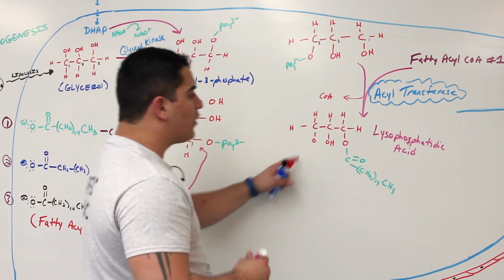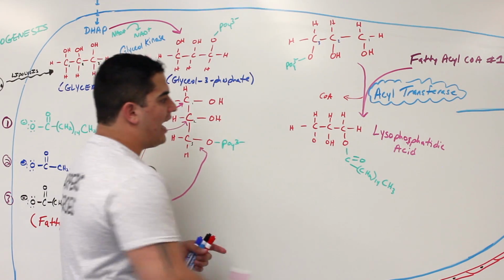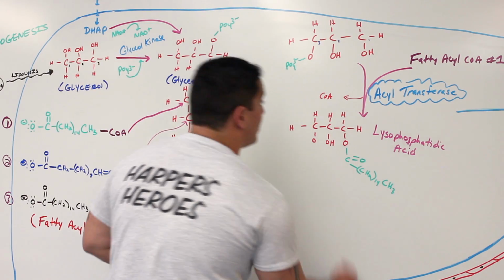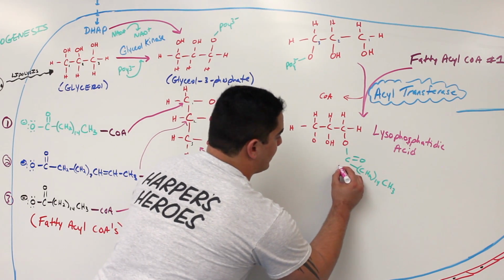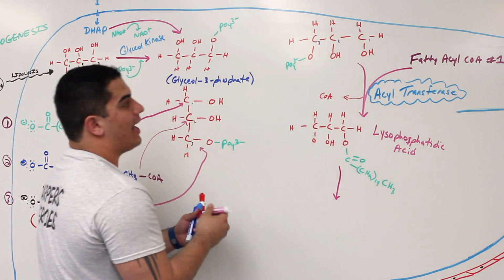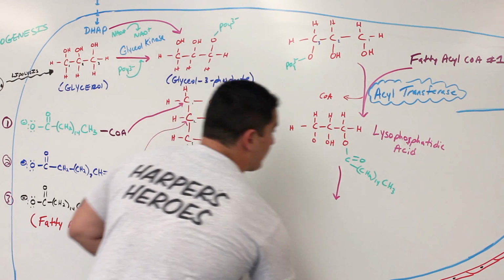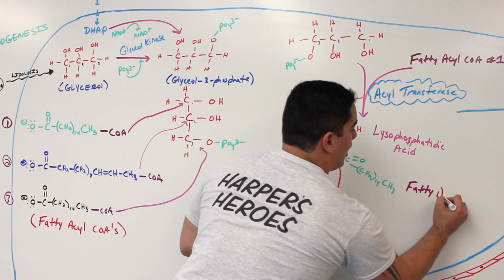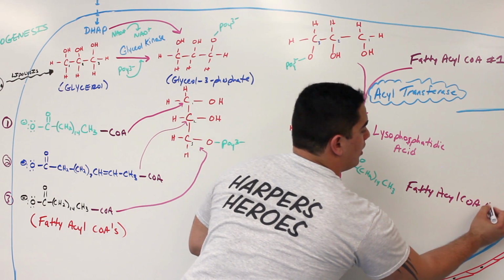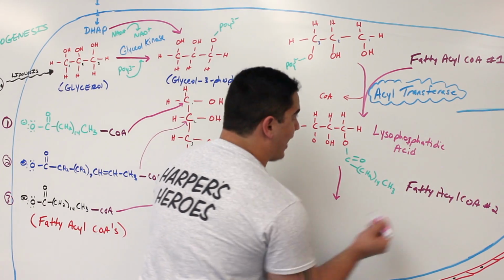Okay, so that's the first one that we formed. We formed our lysophosphatidic acid. Now that we formed our lysophosphatidic acid, let's do the second step. In the second step, it's just going to be the same thing. So look here. What am I going to be adding here? I'm going to be adding the second fatty acyl-CoA. I'm going to add this guy. So I'm going to add fatty acyl-CoA number 2. So these two guys are going to react.